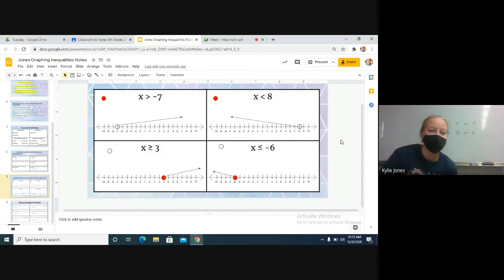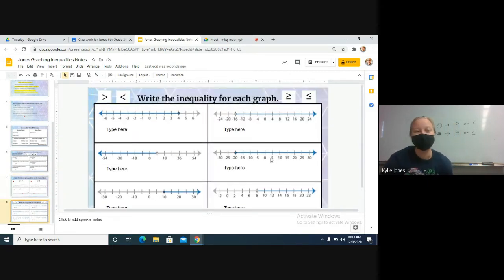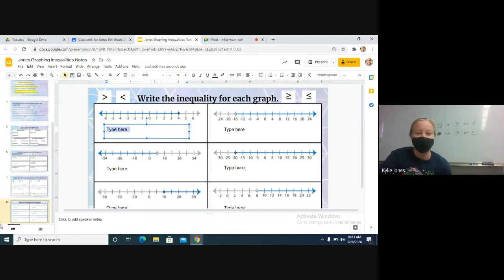All right. Let's go ahead and look at slide number 8. On this one, we need to type the correct inequality for whatever graph we have. Okay. So the easy part of this is that it always starts with x. So that's fun. X.